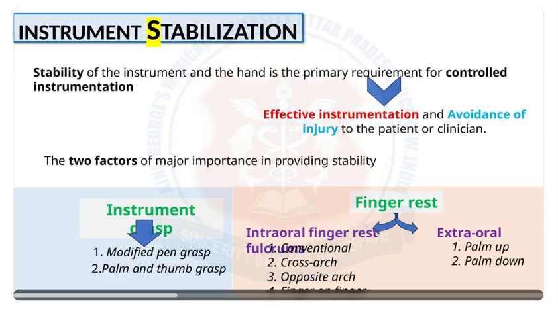Instrument stabilization is crucial for effective and safe instrumentation. Key factors include the instrument grasp and finger rest. Grasp can be modified pen and palm thumb. Finger rests can be intraoral, like conventional, cross arch, opposite arch, and finger on finger, while extraoral include palm up or palm down. These techniques ensure precision and prevent injury.